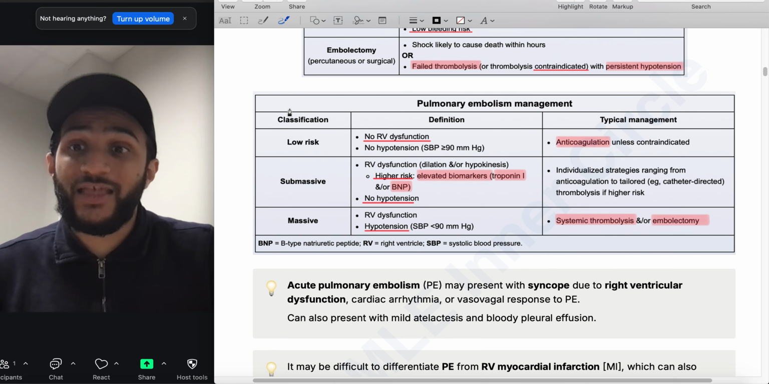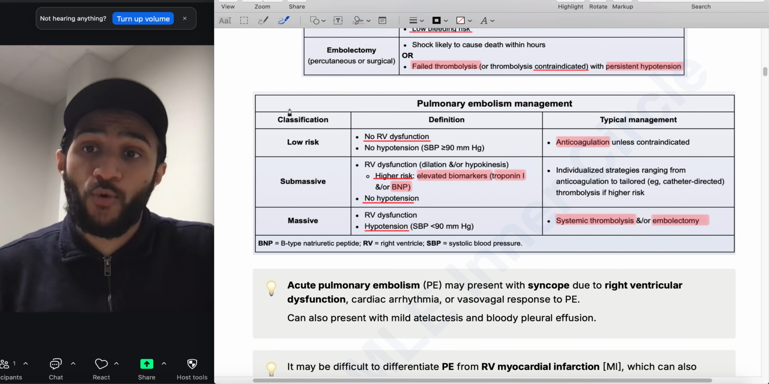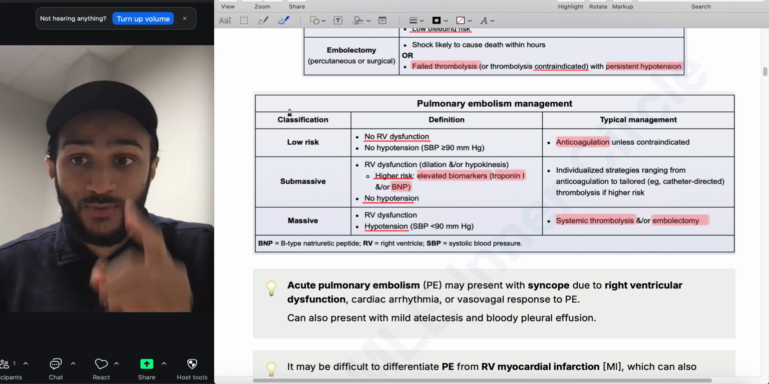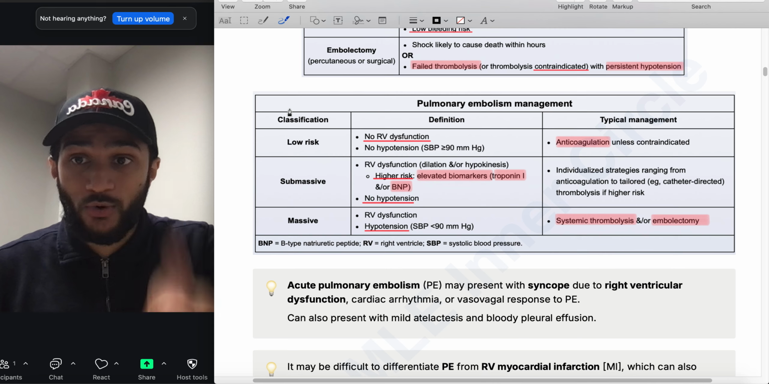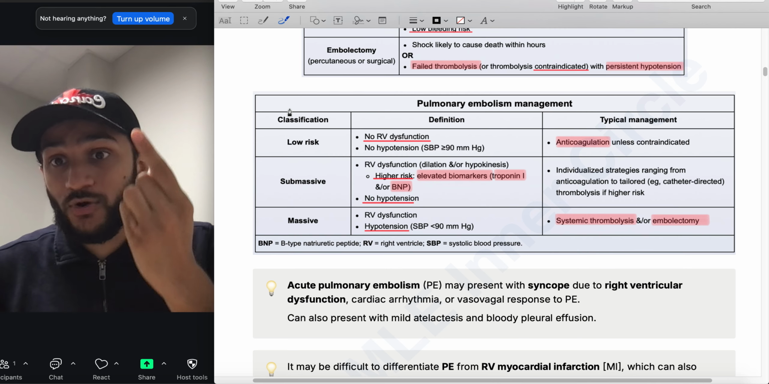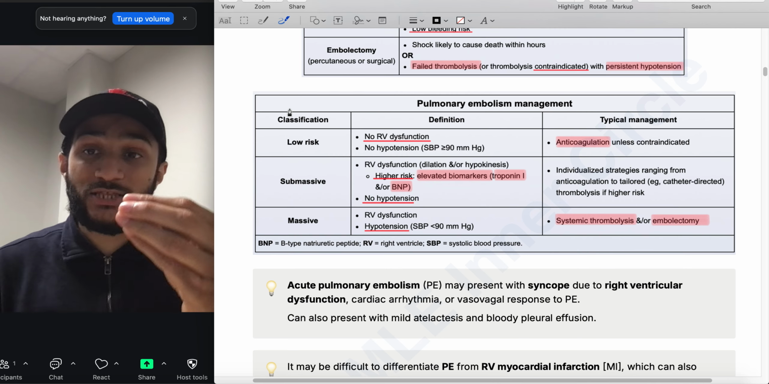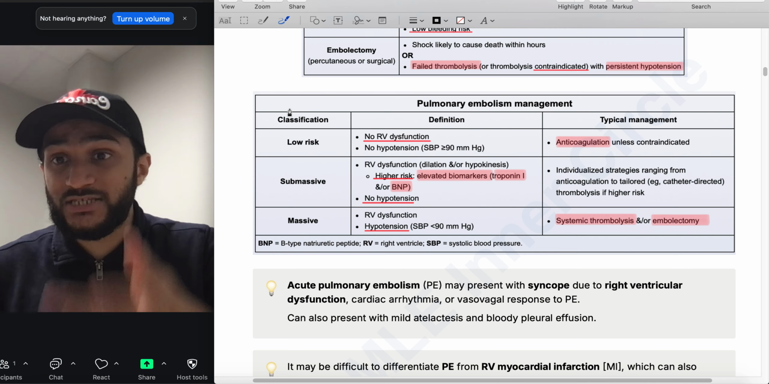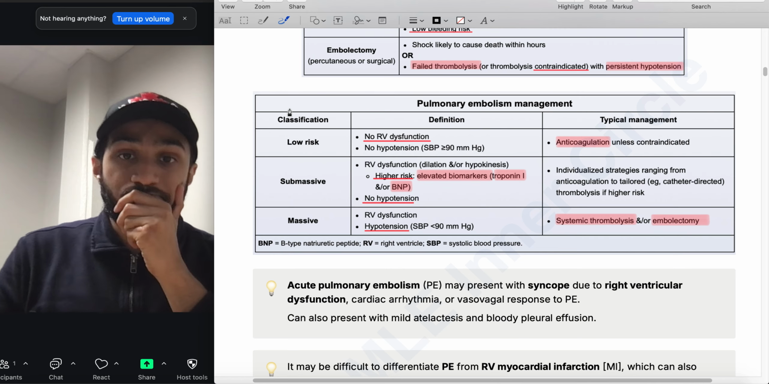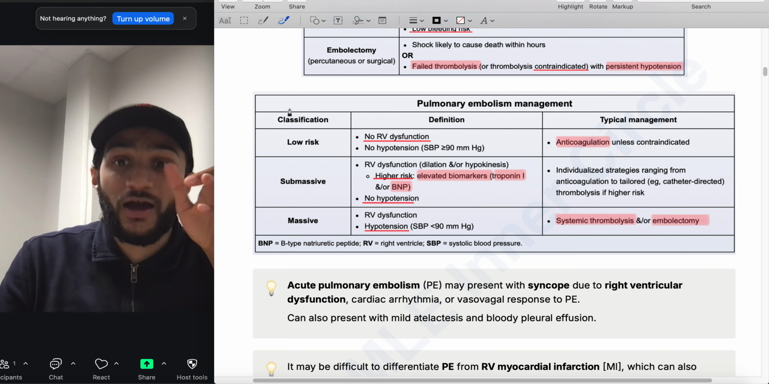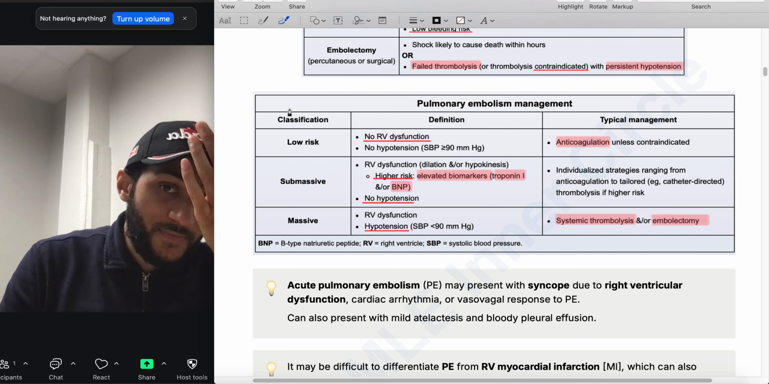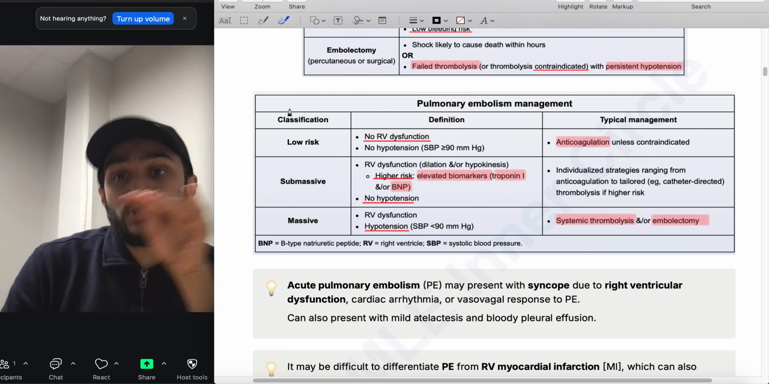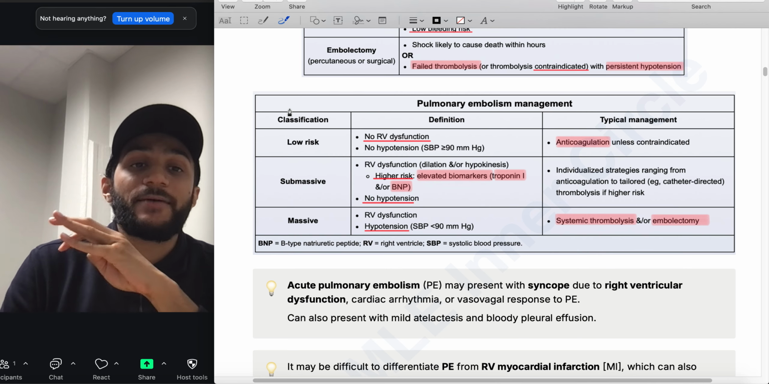If it's submassive, that's going to be RV dilation and or hypokinesis, so JVD. High risk, elevated, yes, this is really important. I've gotten a question on this wrong twice. That can be elevated troponin or elevated BNP. The way you're going to remember that is due to ischemia. You're going to get damage to myocytes and release of troponin and BNP. And there's going to be no specific hypotension in that case. There can also be RV dysfunction and hypotension, so systolic blood pressure less than 90.